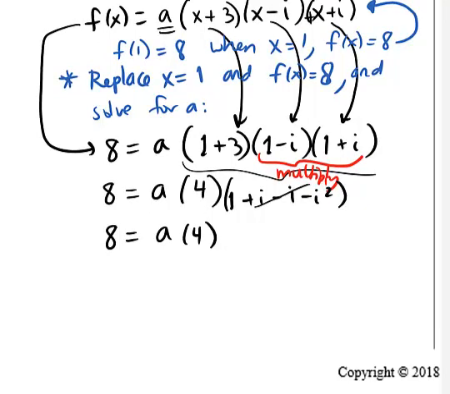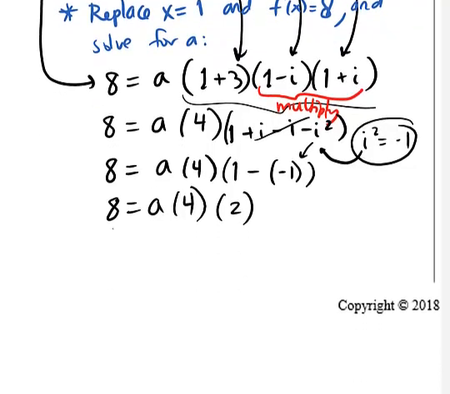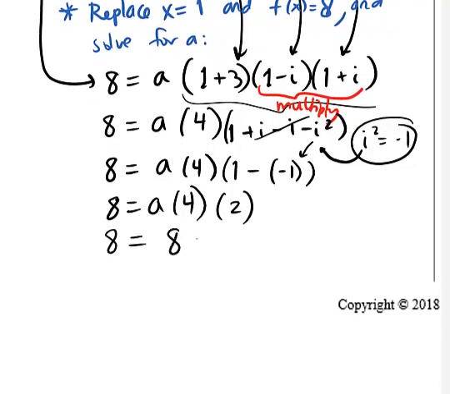Let's see, and the i's in the middle, i minus i, cancel, so I'm just left with 1 minus, but remember i squared is negative 1. I replace that guy. Then it's 1 minus negative 1, which is 2, times a times 4. So really this just says 8 equals 8a. So if I solve for a, that must mean that a is 1.